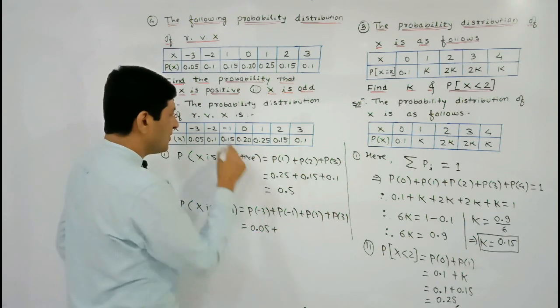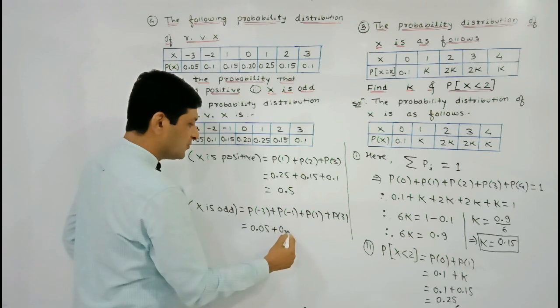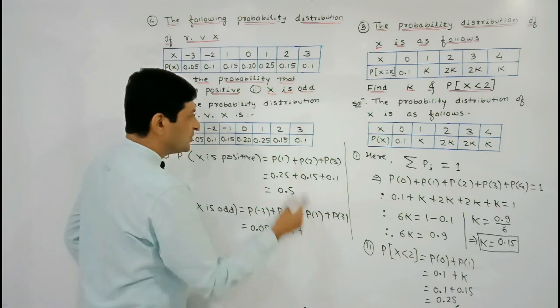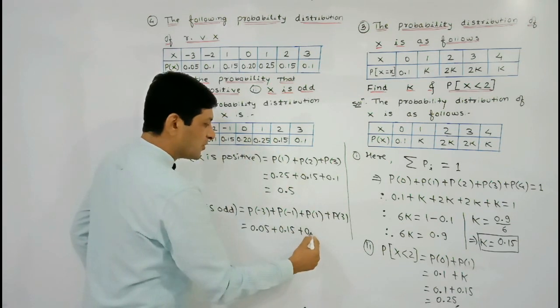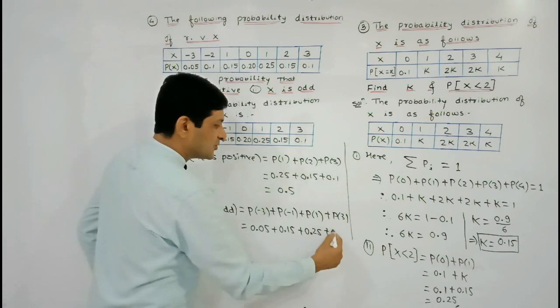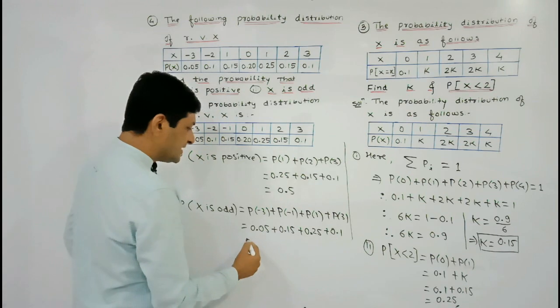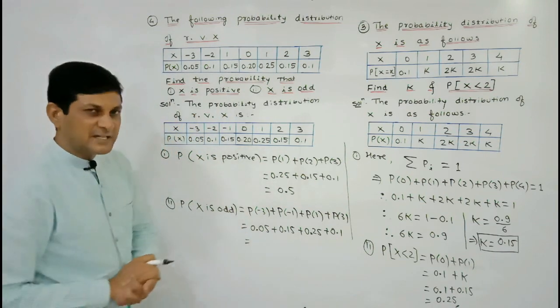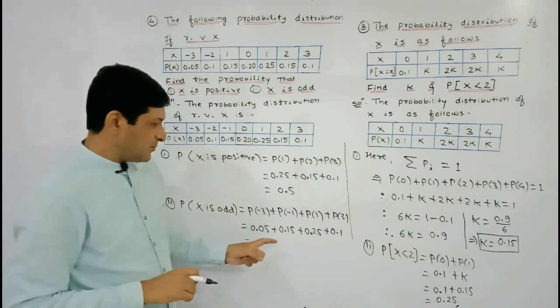0.05 plus p of minus 1 is equal to what? 0.15 plus p of 1 is equal to 0.25, and lastly p of 3 is equal to 0.1. Once the values are substituted, the remaining part is just calculation.